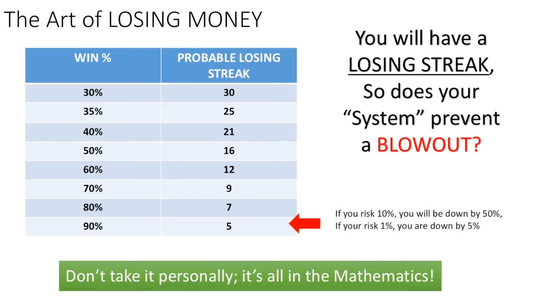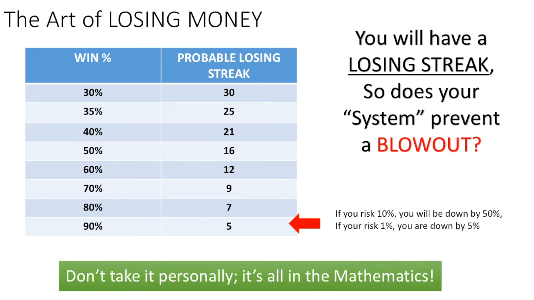So the fact is, if you have a win percentage of 30%, you're going to have a probable losing streak of 30. That means one day, you're going to be subject to a very bad period where you have 30 consecutive losses. If your win percentage goes up to 35%, it goes to 25, and so on and so forth. Now, look, even if you're at 50%, which is damn good, okay? That means one of every two trades is already right. Your probable losing streak is still going to be 16. You go up to 60%, it's going to be 12, 70% is 9, 80% is 7, and finally, even at 90%, man, you're one of the best traders ever, you're still going to have a 5 losing streak, okay?